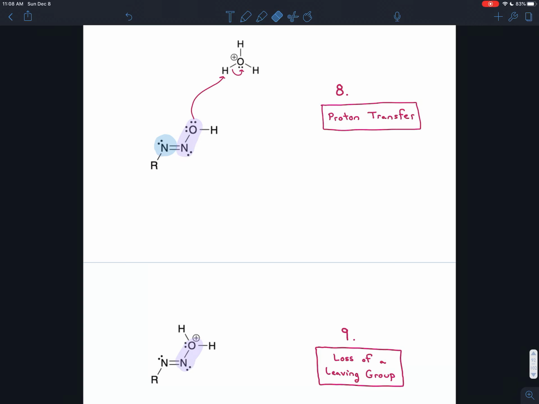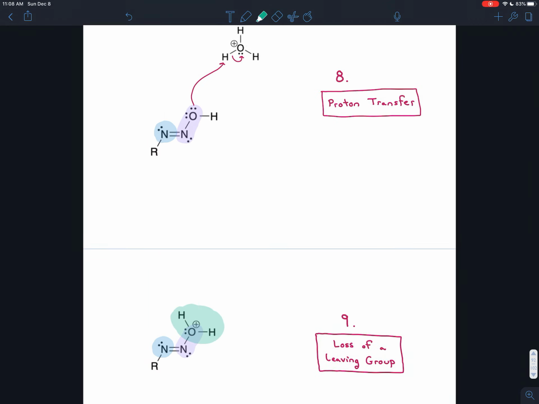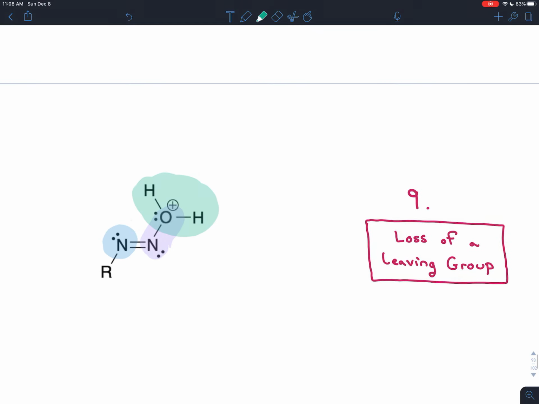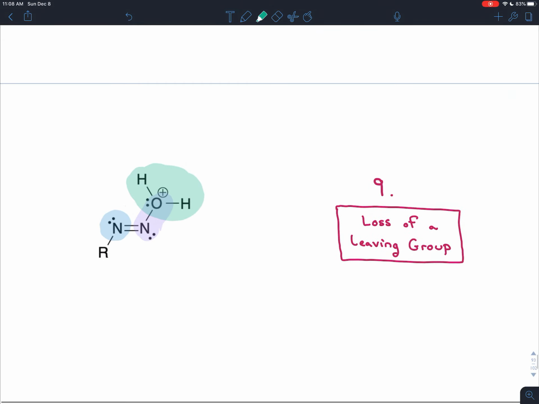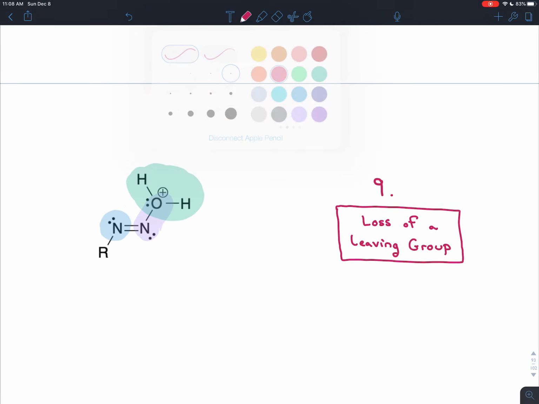here's our bond there, so that ultimately what we have is a good leaving group. We have a water there that can act as a good leaving group. And so that's what it does. All it needs is a little push, and it gets that push from these electrons on this nitrogen.